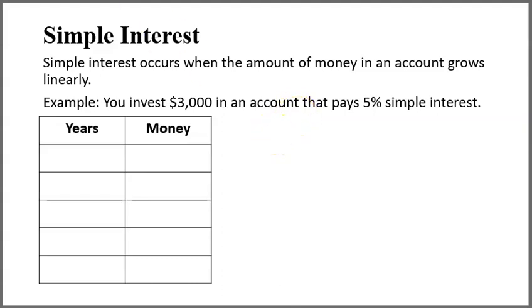Okay, so we are going to talk about interest. There are two kinds of interest we're going to be dealing with. The first kind is simple interest. Simple interest occurs when the amount of money in the account grows linearly. I said that wrong. So here's my example.